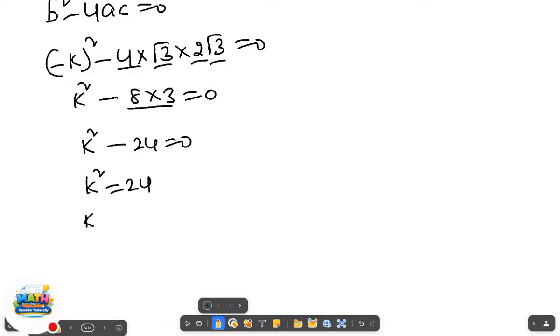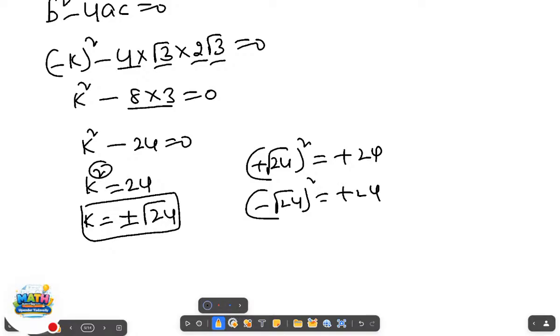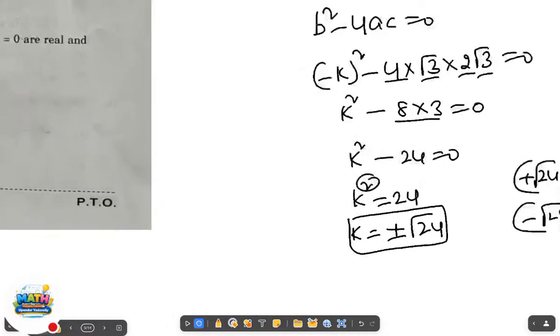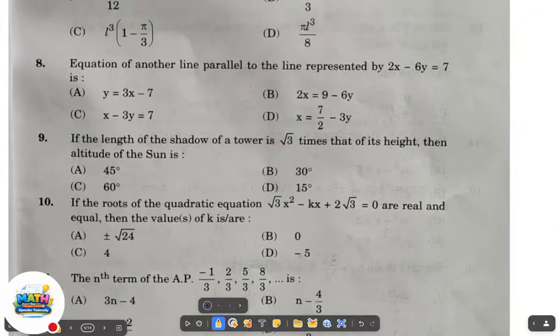So k is equal to, if you send this power to the right side, plus or minus root 24. Why? Plus root 24 whole square is equal to 24, and minus root 24 whole square is also equal to 24. That's why k is equal to plus or minus root 24. So do we have this option? Let's check. Yes, option A is the right answer, plus or minus root 24.